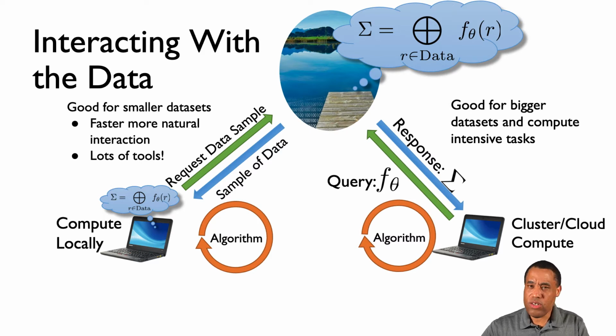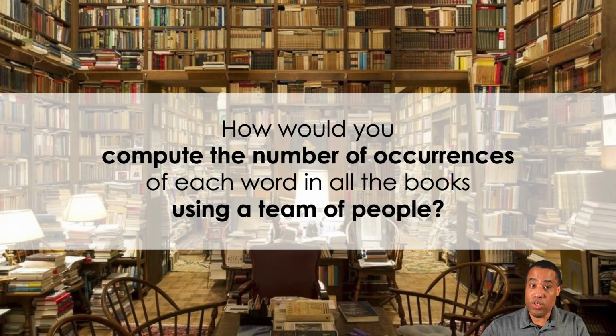So how does this work? Well, let's start with a simple example. How would you compute the number of occurrences of each word in all of the books using a team of people? We've got a library here. We want to take a team of people and have them count each word. How many times does it appear in all of these books?